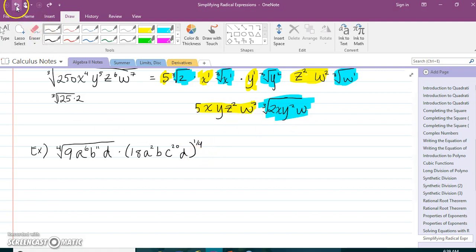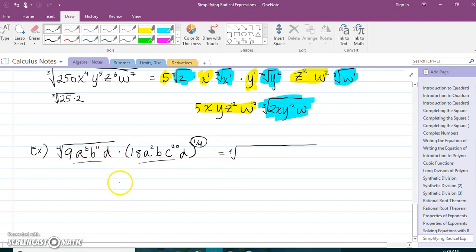All right, one more example. Let's try one that looks like this. And sometimes you'll get examples that look similar to this one here. You just have to realize that raised to the 1/4 is the 4th root for both of them. So I'm going to combine everything that's under each of these radicals. And so that means 9 times 18 is 162. A to the 6th times a squared is a to the 8th. B to the 11th times b is b to the 12th. Then I have a c to the 20th. D times d is d squared.